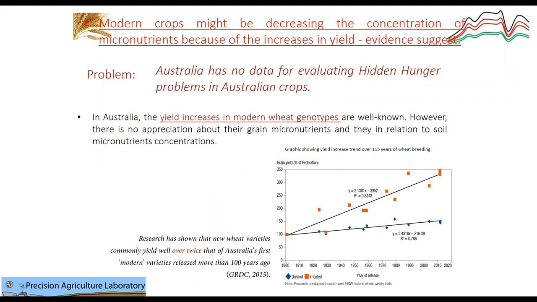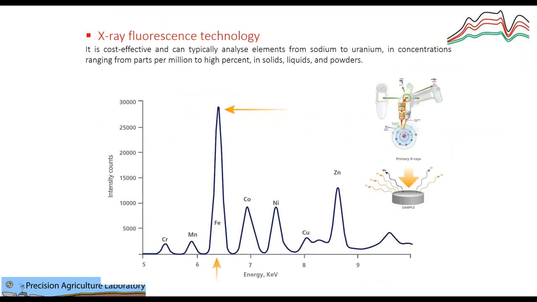So this study starts from the hypothesis that since we are increasing the yields in wheat, we may be diluting, if you want, the amount of essential nutrients in wheat. So if we had 10 grams of iron, let's say, in 1 kilo of wheat, now we will have more like 2 kilos of wheat, but then we have proportionally less iron. So maybe we can have this hidden hunger. So the whole idea of the experiment is using XRF spectroscopy to detect these peaks and to assess the amount of iron in wheat.